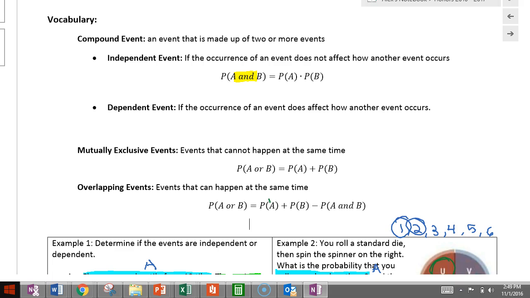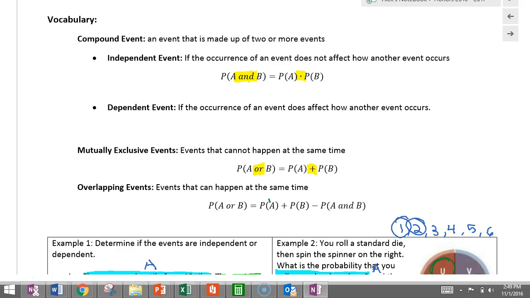So if you notice, yesterday we looked at that word "and." That means both of them are happening. Okay, I have to have both. Mutually exclusive events are events that cannot happen at the same time. And those use the word "or." Okay? So "and" means to multiply, "or," which is what we're looking at today, means to add. Okay? So mutually exclusive events cannot happen at the same time.